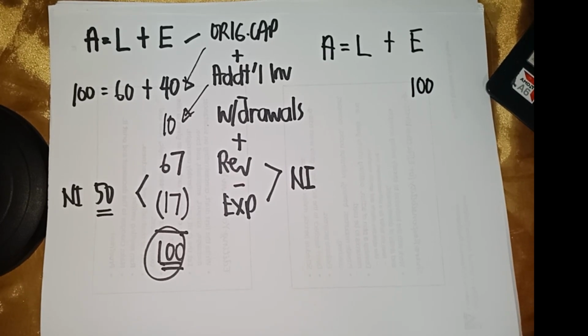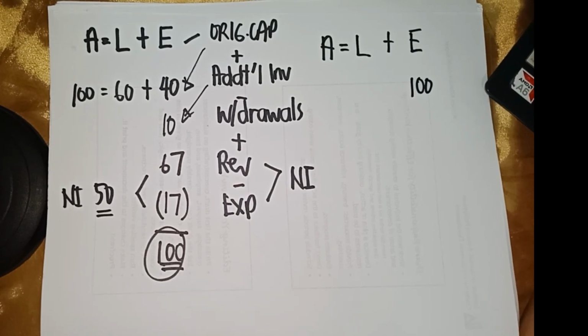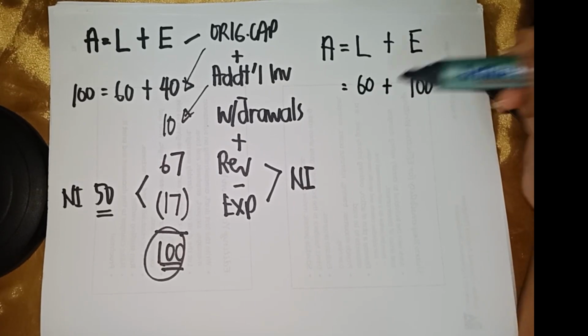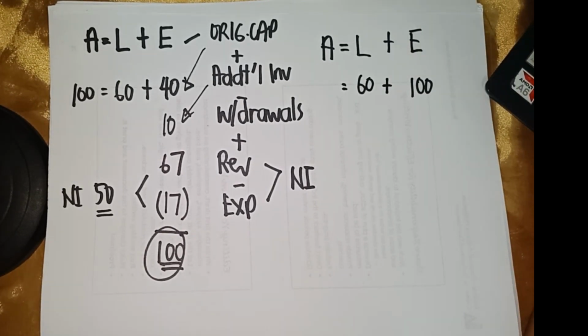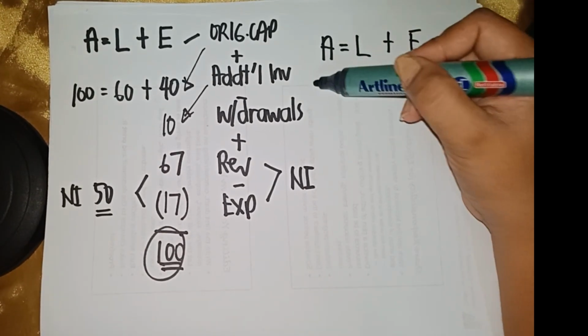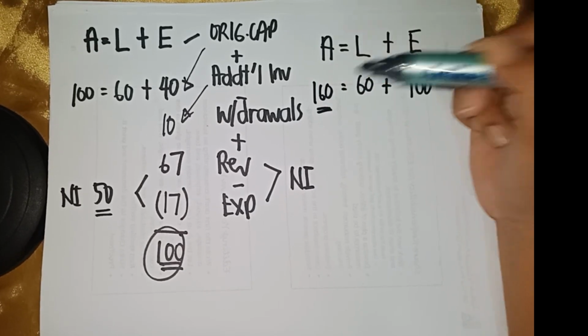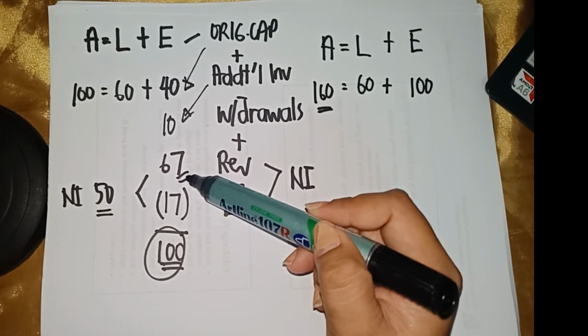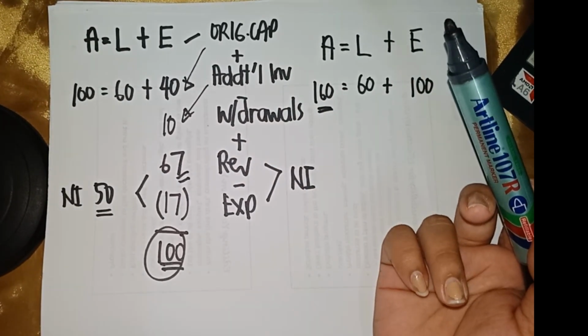Since walang given regarding liabilities, we have to assume that the beginning liabilities and ending liabilities are the same. So, liabilities is 60,000. Therefore, we have an ending total assets of 160,000 pesos. Fourth question is, how much is the total revenue of the business? Again, ito na siya kanina, 67,000.